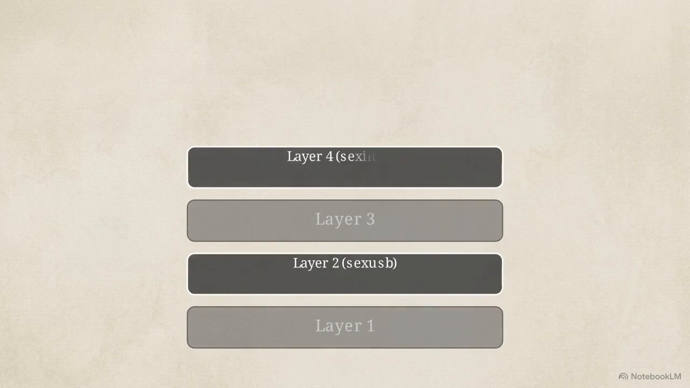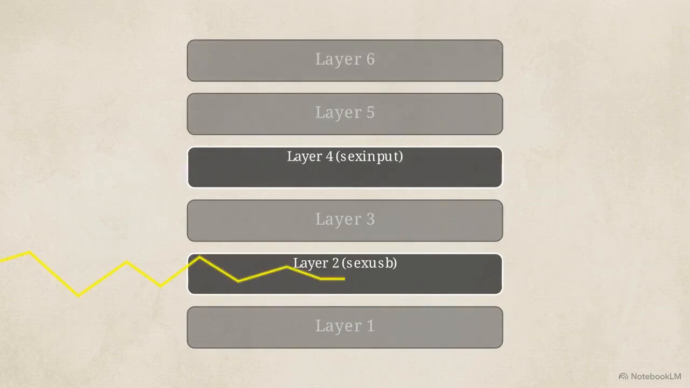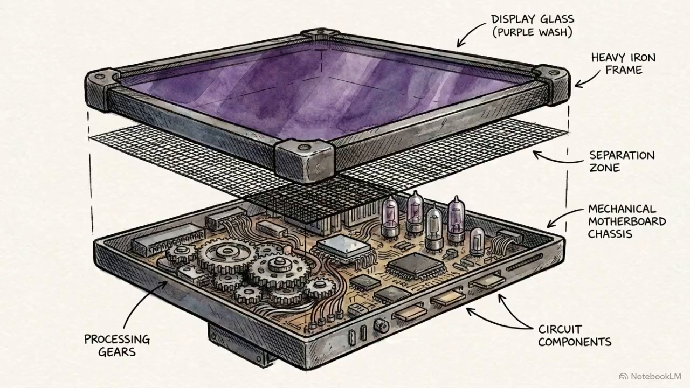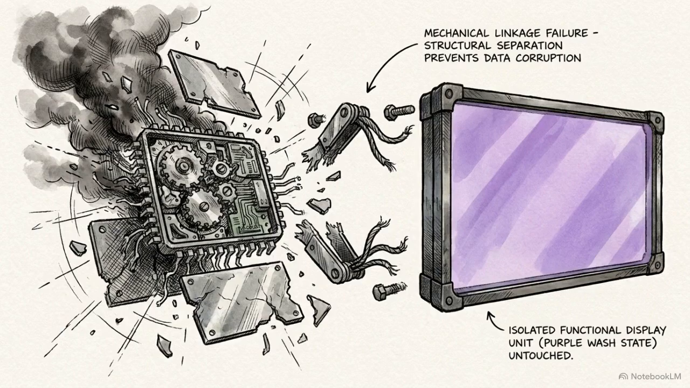Input is a bifurcated data flow, raw hardware voltage before decoding into semantic events. The SexUSB server at Layer 2 manages this hardware polling without UI awareness. Data then flows to Layer 4's SexInput, normalizing raw bits into standardized coordinates and button presses. The frame buffer remains a separate domain, governed by the SexDisplay compositor. This separation ensures that a hardware timeout or failure inside the USB driver cannot corrupt the compositor's memory state.